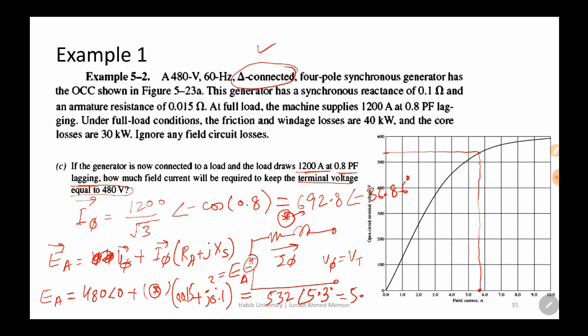So it means that the field current that will be required to generate the open circuit voltage of EA equal to 532 is 5.7 amperes. So it means when we added the load on the machine, our field current increased from 4.5 to 5.7 amperes. So that's the conclusion of part C.